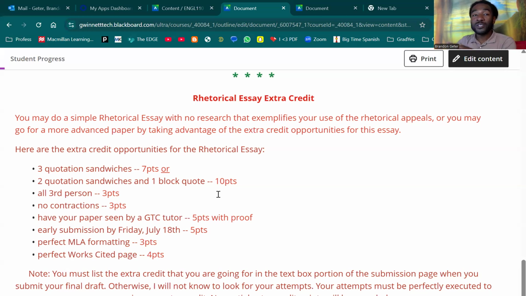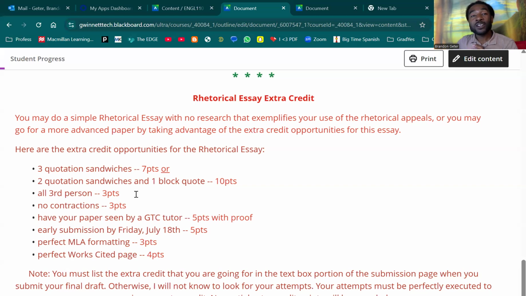The reason why the 2 quotation sandwiches and a block quote is worth 10 points is because I didn't teach you how to do a block quote. But it's so simple to look up that you can do it. And it must be a perfect MLA block quote. So you can have a quotation sandwich in the first body paragraph, a quotation sandwich in the second body paragraph, and a block quote in the third body paragraph. And you can get 10 extra credit points that way.